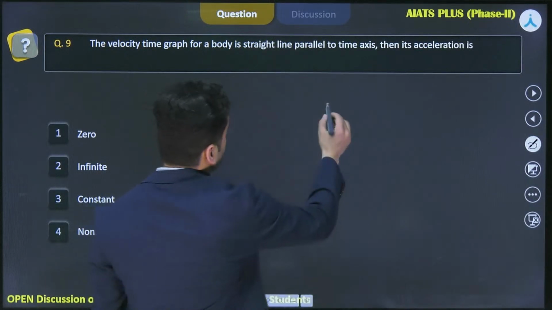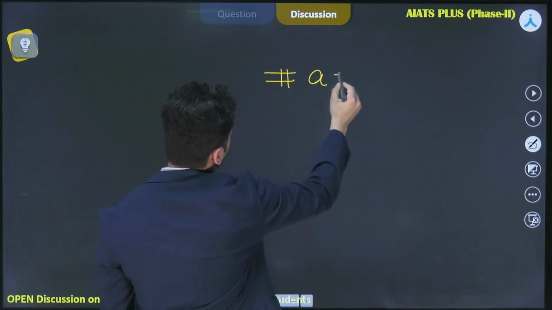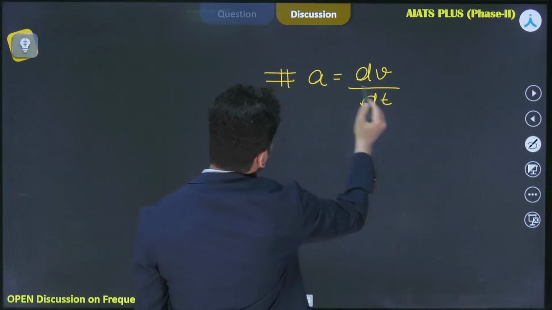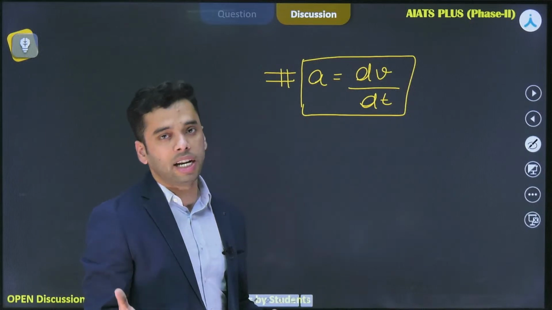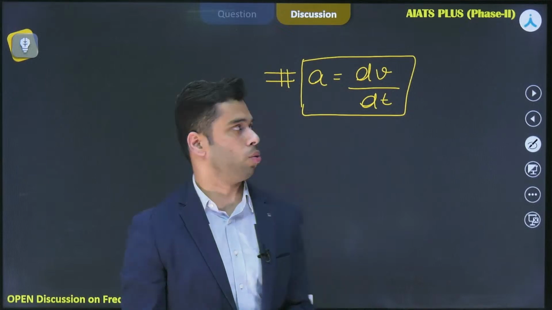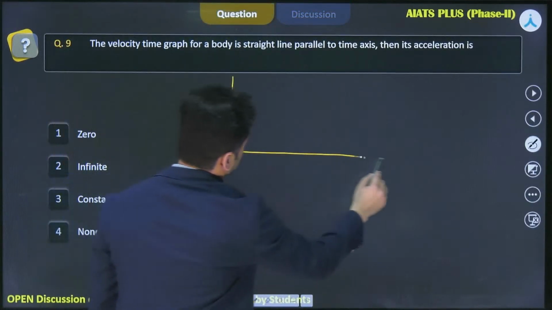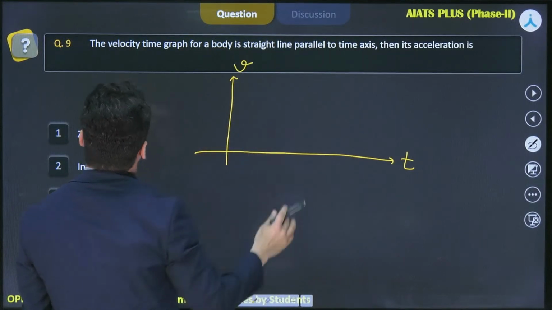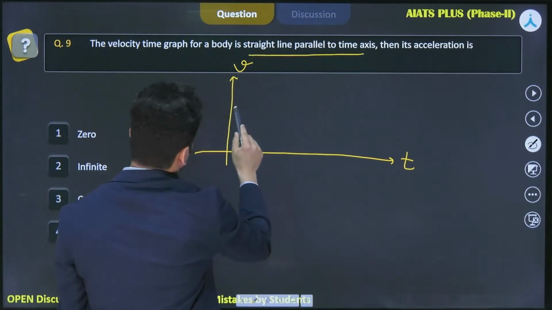Now dear students, we very well know that acceleration is equal to dv by dt, that is the slope of the velocity time graph. The slope of the velocity time graph will give you the information about the acceleration only. So according to the problem, the velocity time graph looks like this. This is my time, this is my velocity, and the velocity time graph for a body is a straight line parallel to the time axis. So it is something like this.